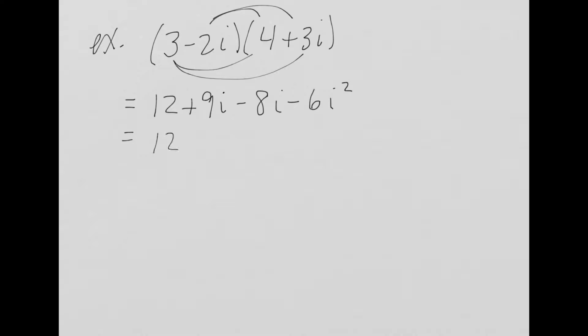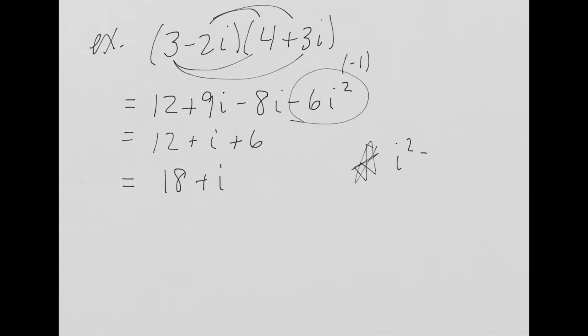Now let's simplify. So I got 9i minus 8i is positive i. And now what about this term? Remember, i squared is negative 1. So this is really negative 6 times negative 1, so that's just a 6. So I get 18 plus i. So that's multiplication. As long as you can distribute, you can multiply complex numbers. Just remember, I'm going to say this over and over again, i squared is negative 1. That's going to be crucial for multiplying.